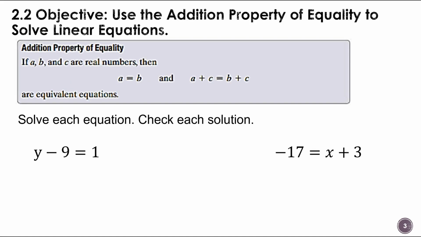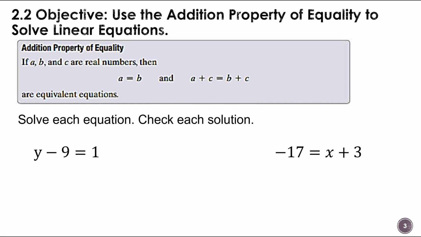Alright, so we're going to solve these equations using the addition property. The addition property includes subtraction because when you add a negative, that's the same as subtracting. So we're going to add c to both sides of the equation. Notice that if you add c on both sides, you get equivalent equations.